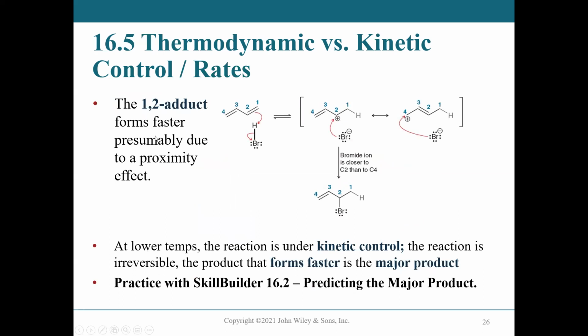The 1,2 adduct forms faster, presumably due to a proximity effect, which is closer. Well, if you get a little more thermodynamics, you can move that bond, push this over, and you can see how the bromine will go in.